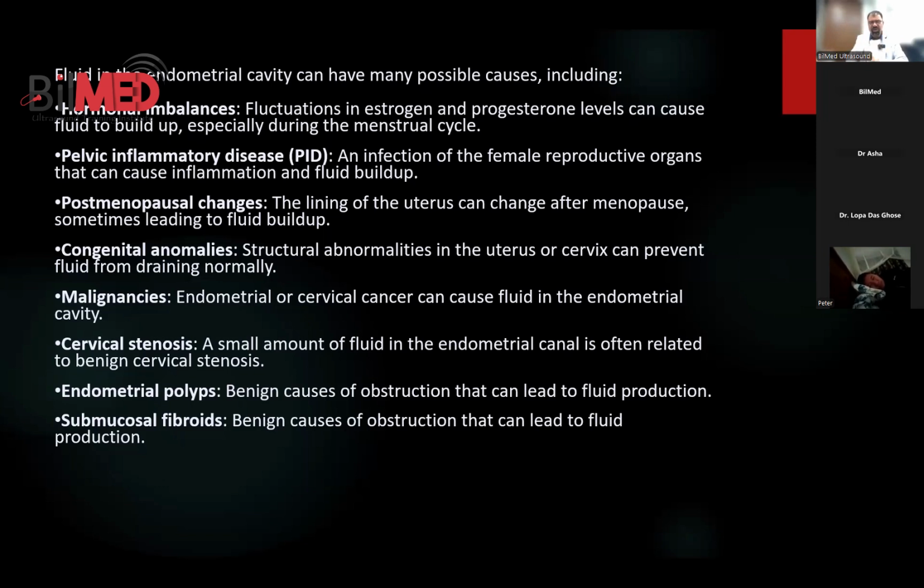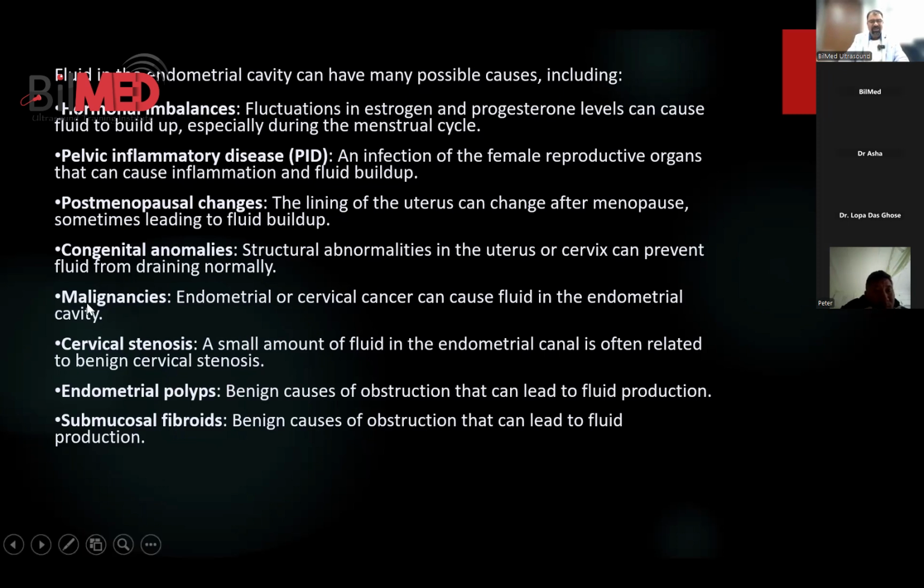Sometimes there is fluctuation in estrogen and progesterone levels. It can cause a buildup of these hormones, especially in the menstrual cycle. Sometimes it is due to pelvic inflammatory disease. Sometimes there may be fluid in a post-menopausal change. Sometimes it is due to congenital abnormalities which prevent the drainage. These congenital abnormalities, which prevent the drainage, will lead to endometrial fluid accumulation.